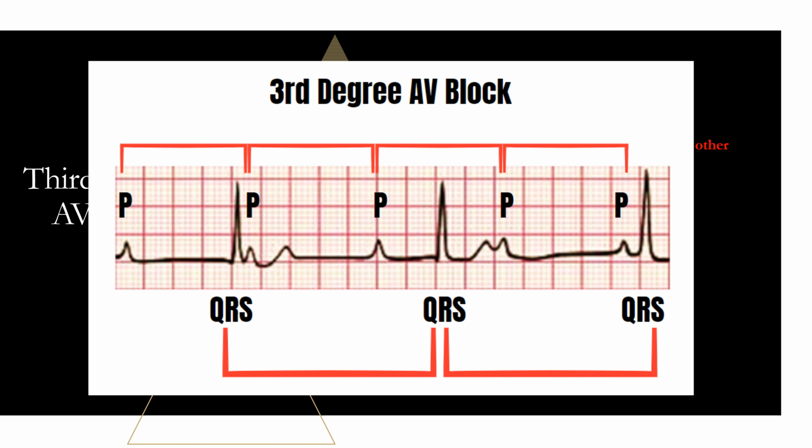And this regularity can sometimes help identify a hidden P wave that may be hiding out inside of a T wave or maybe hidden inside of a QRS complex. You can measure them out and see where a P wave might be hiding.